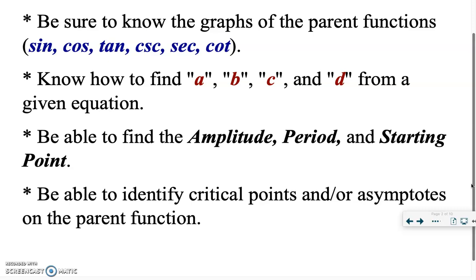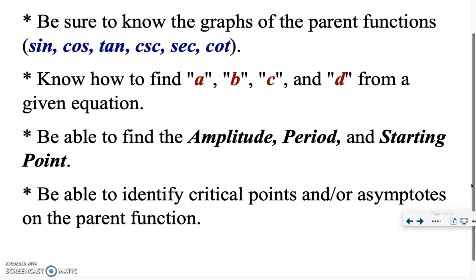Also, knowing how to find A, B, C, and D from the given equation, and knowing what they represent. A is the coefficient in front of the trig function. B is the coefficient in front of the variable, the x or the theta. C is the amount being subtracted from the x or the theta within the parentheses. D is the amount being added or subtracted on the outside. And then from there, of course, being able to get to amplitude, period, and starting point.